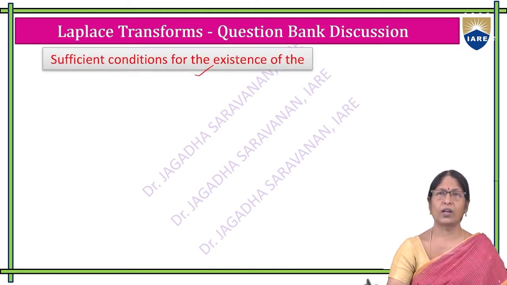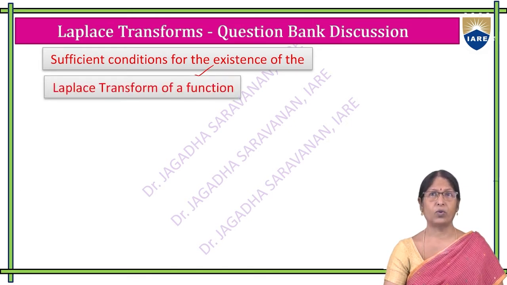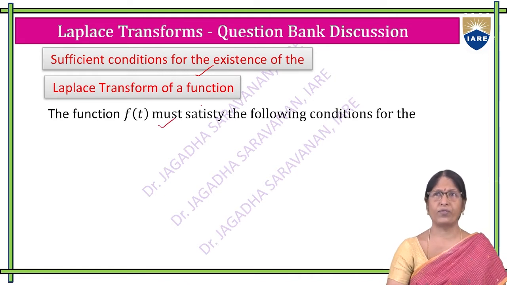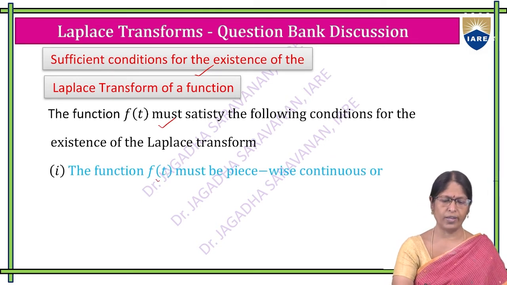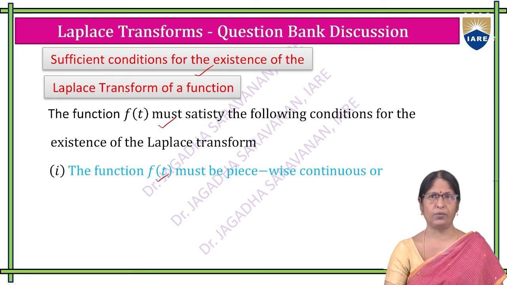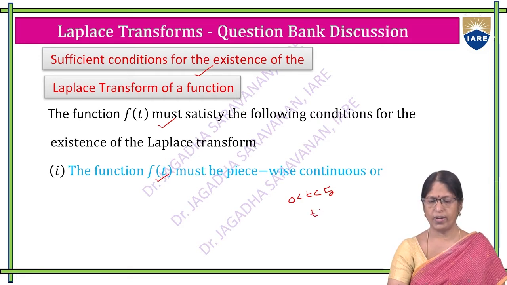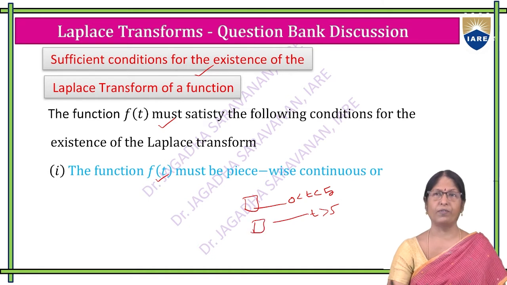Now this is the question in the question bank: sufficient conditions for the existence of Laplace transform of a function. The function f of t must satisfy conditions for its existence. The first one is that it should be piecewise continuous. Suppose t lies between 0 and 5, and the next range is t greater than 5. For the first range we give one function, and for the other range we give another function.